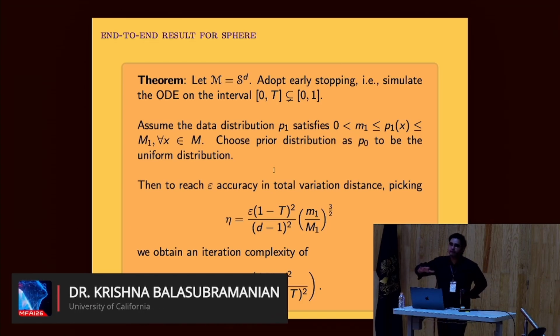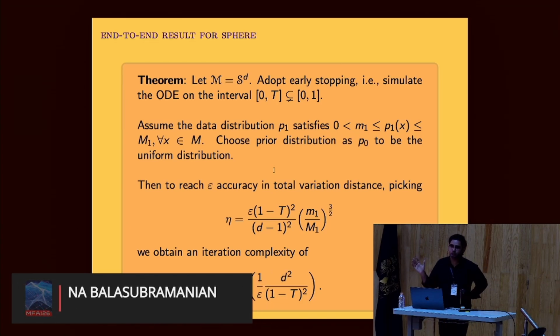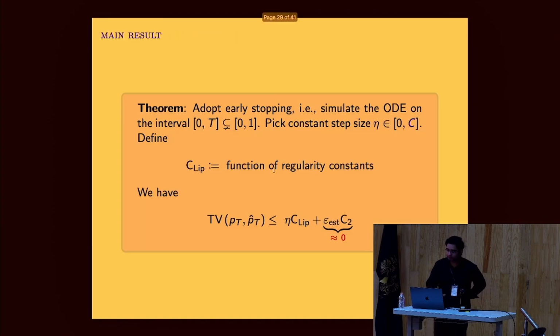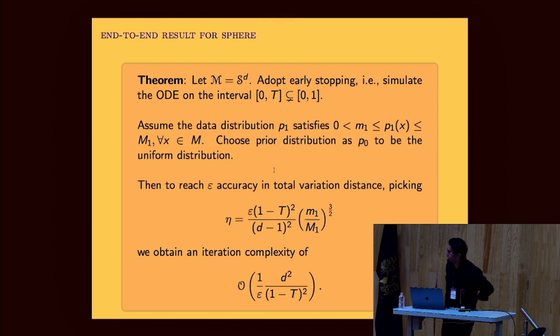Then all the regularity conditions that I showed previously for the general result, one can verify analytically that they are all satisfied for this case. And you can plug in every constant that is abstract here. You can compute them explicitly. You can pick your constant order step size to be exactly of this order. And then you can obtain an explicit polynomial iteration complexity bound of this order. And the bound is d squared.